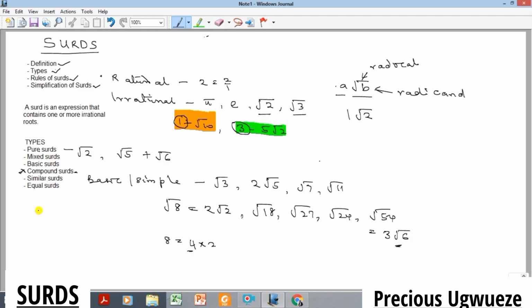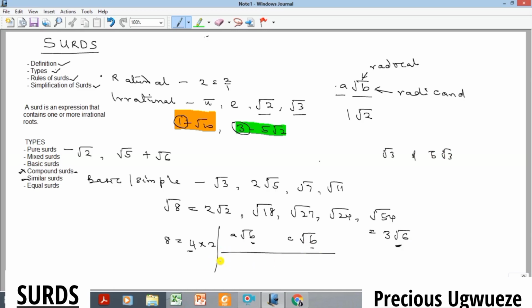So now quickly we go to the next one, that is similar surds. So what are similar surds? We say that similar surds are surds that contain the same number as radicands. So if I have something like A root B and C root B, the radicands are the same. So you refer to these two surds as similar surds. And you can give yourself many examples. For instance, root 3 and, let's say, 5 root 3 are similar surds because their radicands are equal.